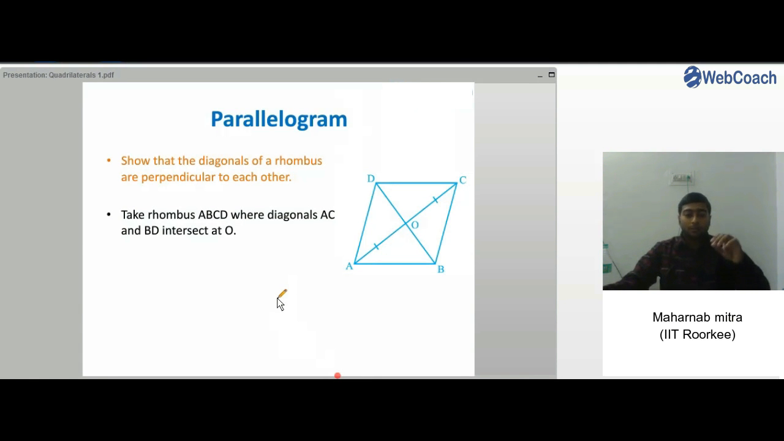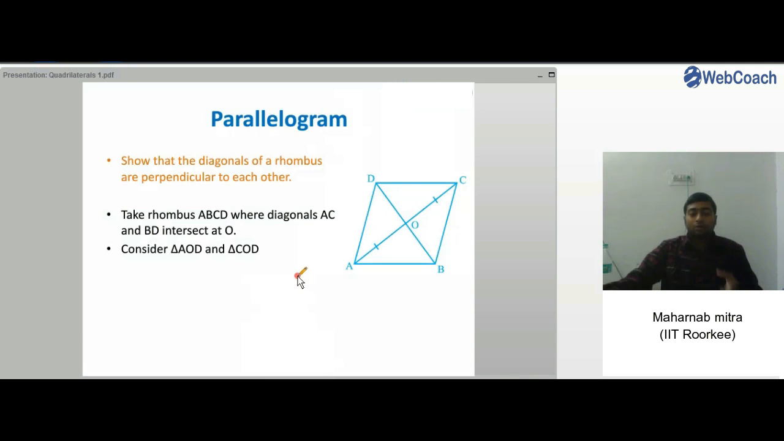So before going into solving it, we should first draw one diagram which supports our answer. Let us take a rhombus ABCD, where the diagonals AC and BD intersect at O, and as it is also a parallelogram, the diagonals must bisect at O also.